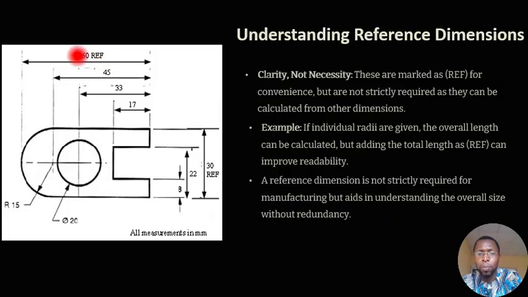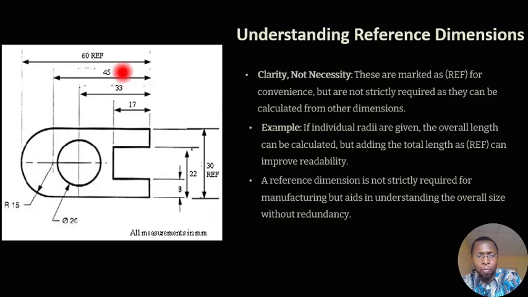Some other time, you put brackets. The modern method now is to put brackets, that is parentheses, around the 60. Either you write brackets in front and at the back of 60, or you write ref. That makes 60 a reference dimension. And like we have said, it is not really required. It's just a kind of given information because it can be obtained.